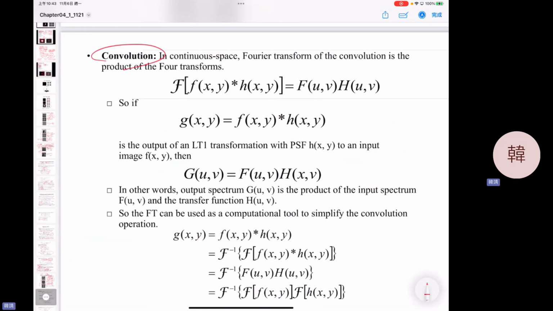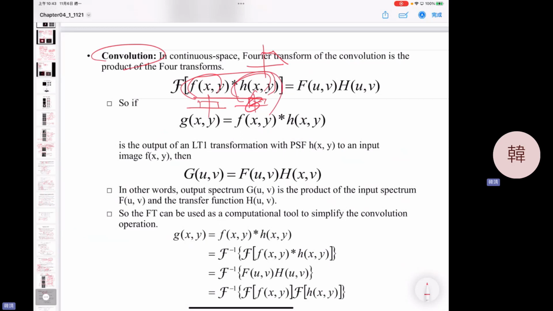Convolution is what we did in our filter design in the frequency domain. Convolution is a spatial domain operator. You remember? You fix one without moving, and the other one moves. I use this example, maybe like this one.